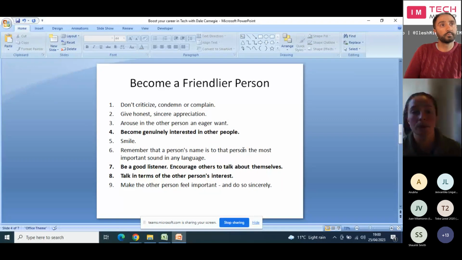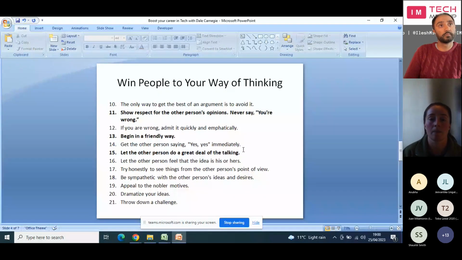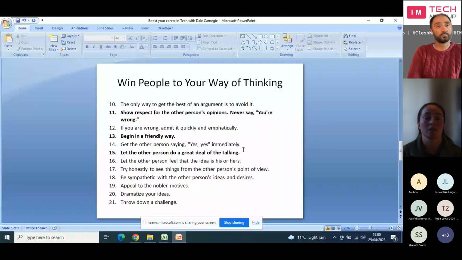On day 2, we looked at this second topic area, which is win people to your way of thinking. So again, I'm just going to run through the ones in bold. Some of them might resonate with you more. You might feel that some of them align to your personality more. So the first one that I've got on here is show respect for the other person's opinions.